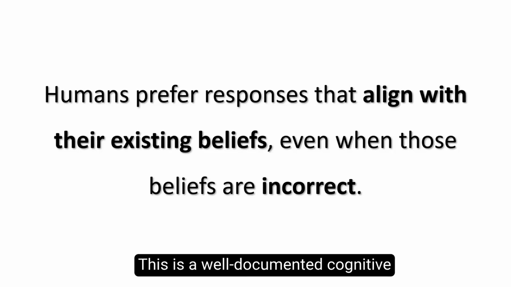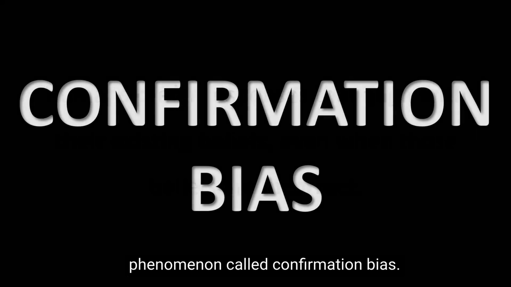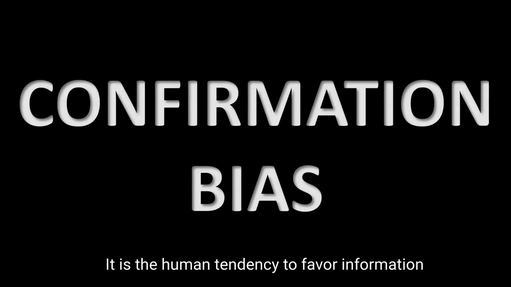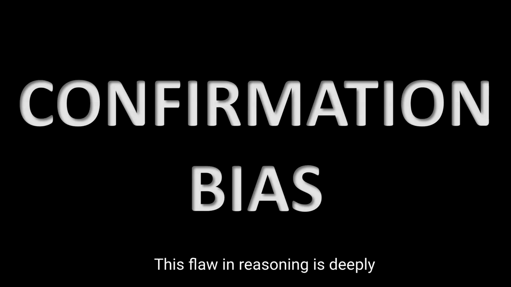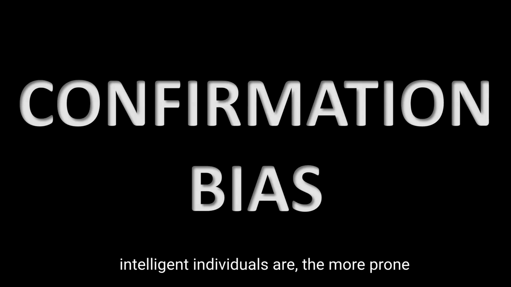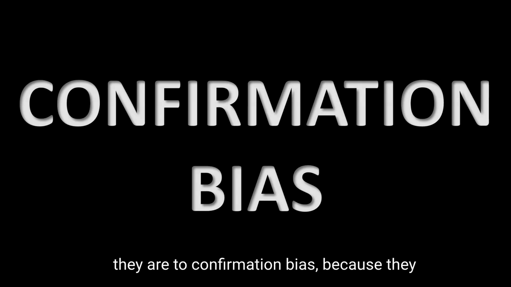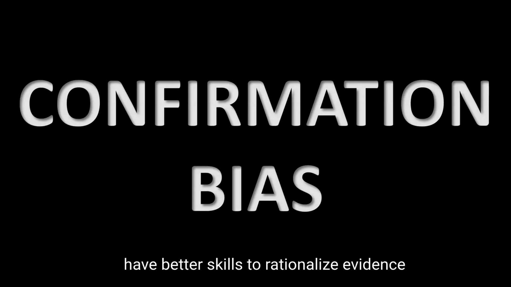This is a well-documented cognitive phenomenon called confirmation bias. It is the human tendency to favor information that confirms pre-existing beliefs or values. This flaw in reasoning is deeply rooted in human psychology. Unfortunately, higher intelligence does not reduce confirmation bias. In fact, research shows that the more intelligent individuals are, the more prone they are to confirmation bias because they have better skills to rationalize evidence in a way that supports their own beliefs.